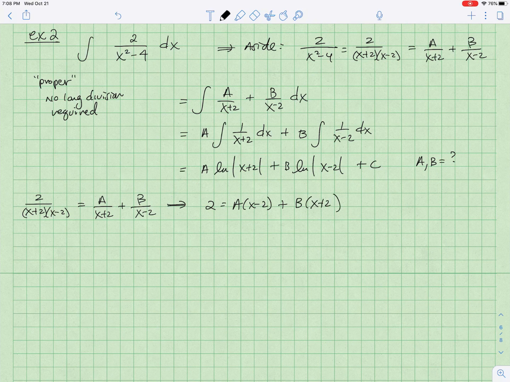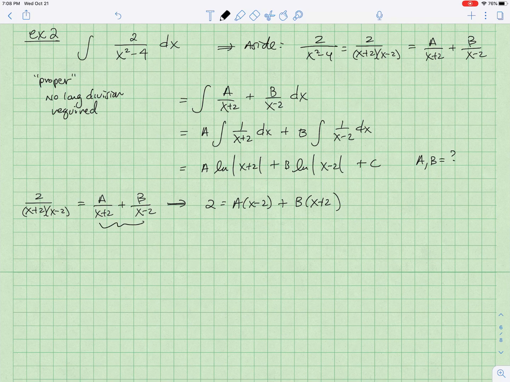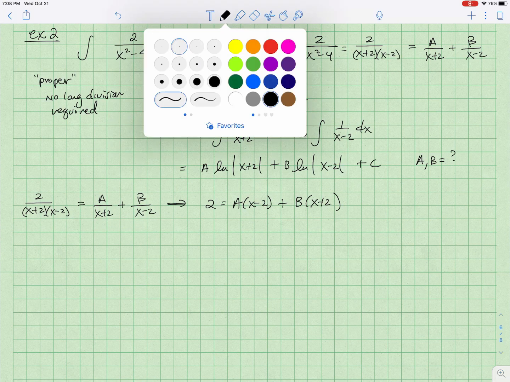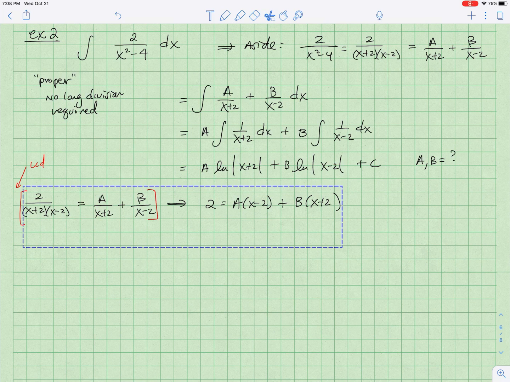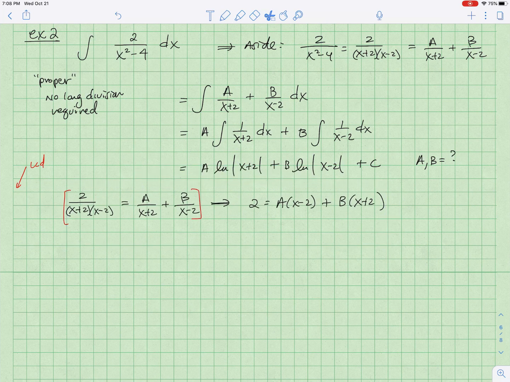And if I lost you there, you can either think about this as getting a common denominator and then setting the numerators equal, or you can just take this entire equation and multiply through by the LCD. Let me move this over a little bit. If you multiply through by the LCD, which happens to be x plus 2 times x minus 2, you'll see that as you distribute this to the first term, the denominator cancels and you're left with 2. As you distribute this to the a term, the x plus 2's cancel and you're left with a times x minus 2. And then as you distribute it to the b term, the x minus 2's cancel and you're left with b times x plus 2.